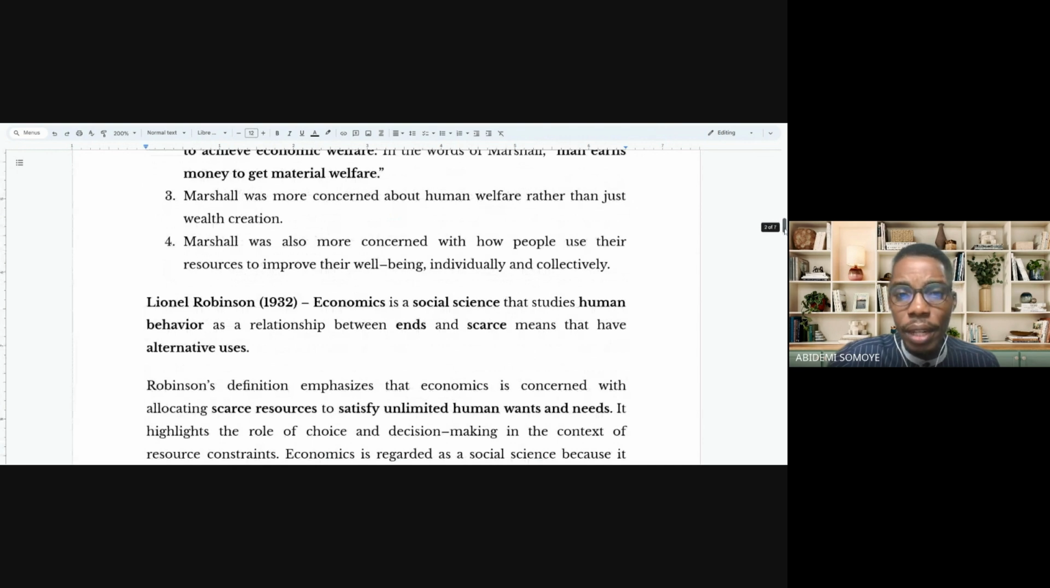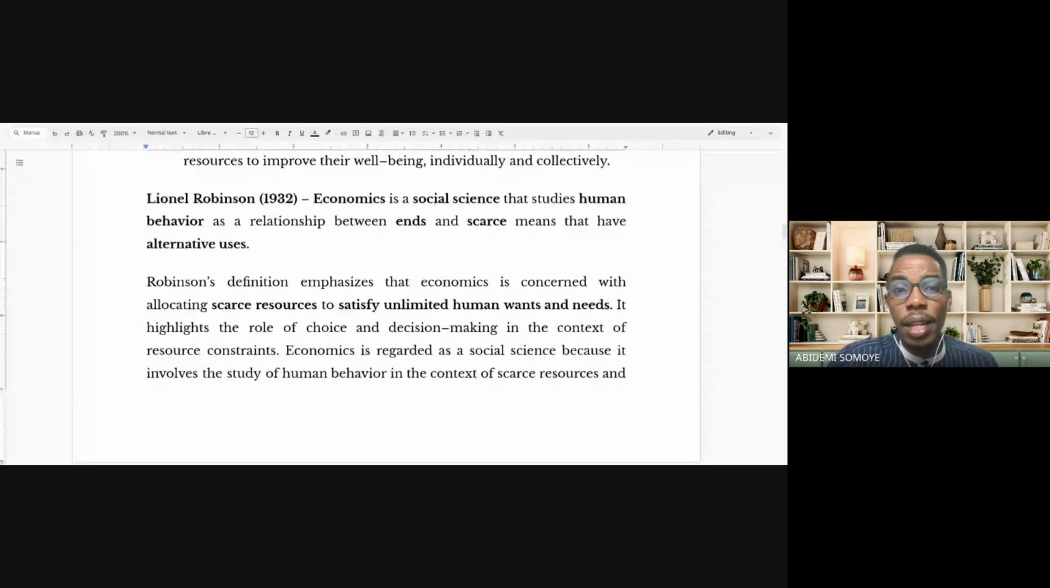Okay, let's dive ahead. All right, so Lionel Robbins says that economics is a social science that studies human behavior as a relationship between ends and scarce means that have alternative uses. Robbins's definition emphasizes that economics is concerned with allocating scarce resources. So I already mentioned what scarcity means. Scarcity relates to limited resources as a result of unlimited human wants or needs or desires.